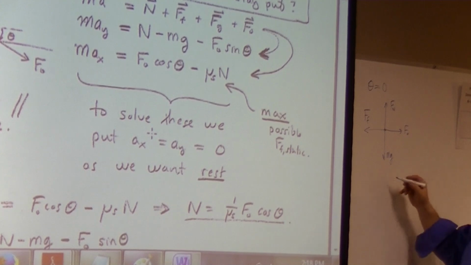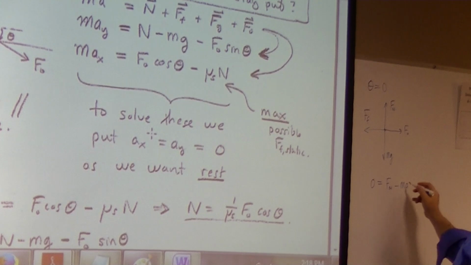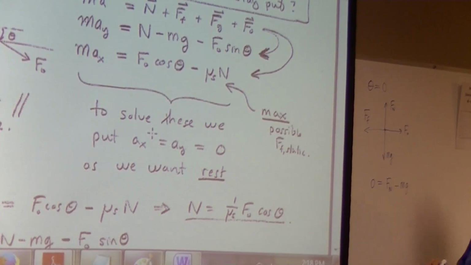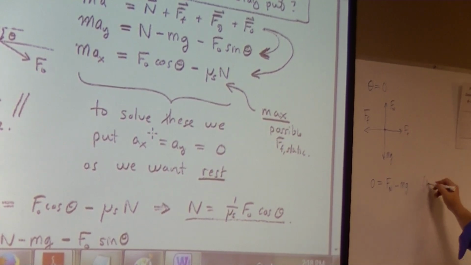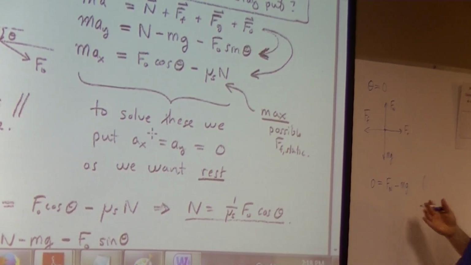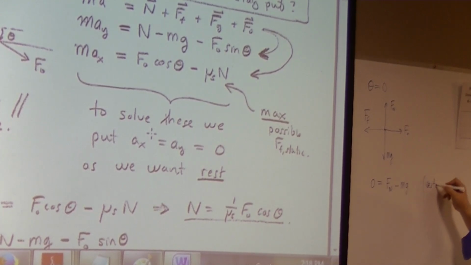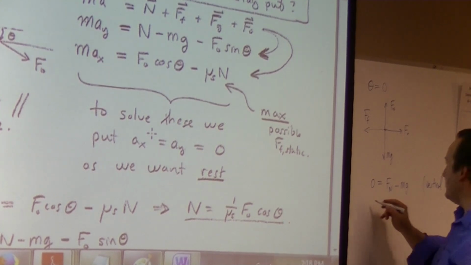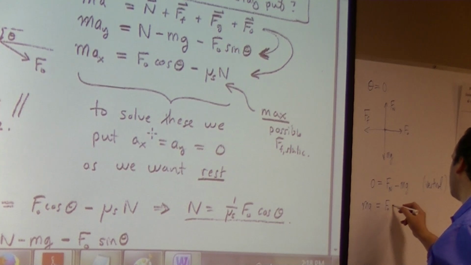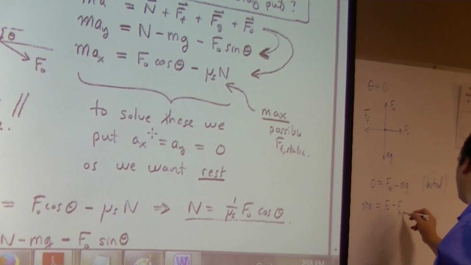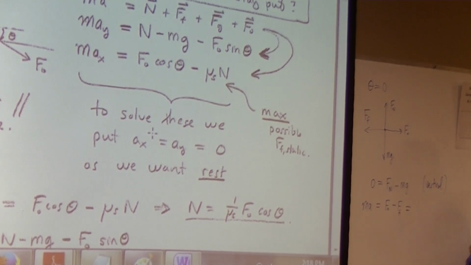So now we have 0 is equal to the normal force minus mg. I'm looking at the theta equal to 0 case, which is easier on the board here. That's the horizontal, right? Oh, I'm an idiot. Is this the horizontal part? No, this is the vertical forces. And then ma is equal to F naught minus the force of friction. But the force of friction is mu sub s times the normal force.